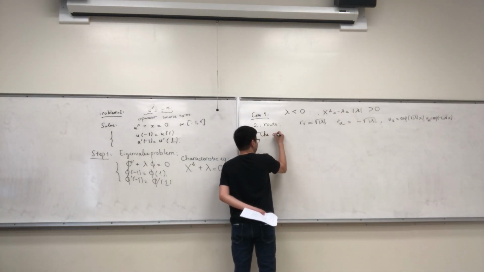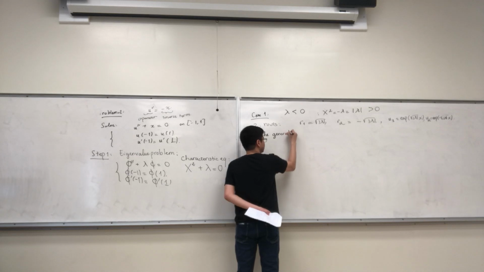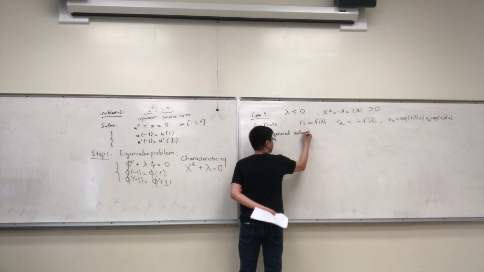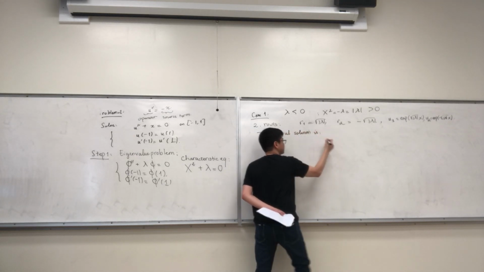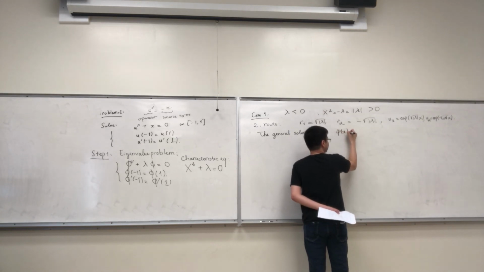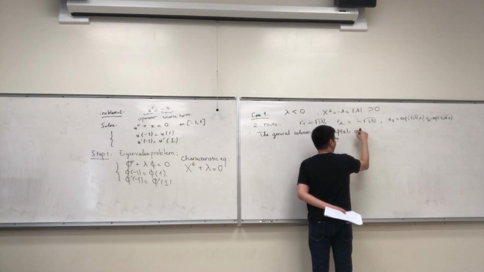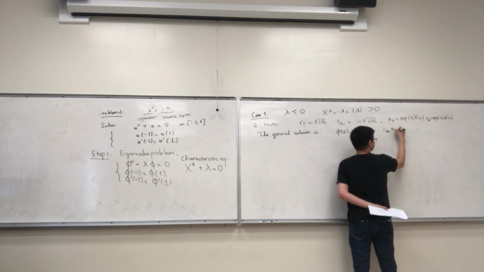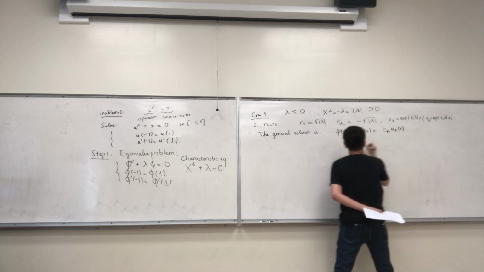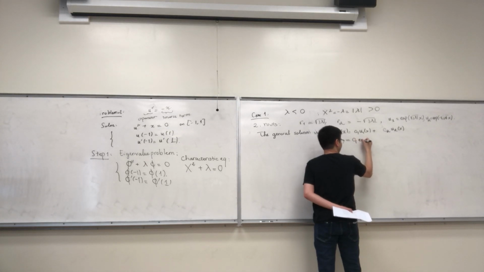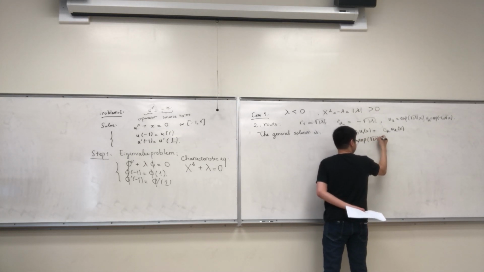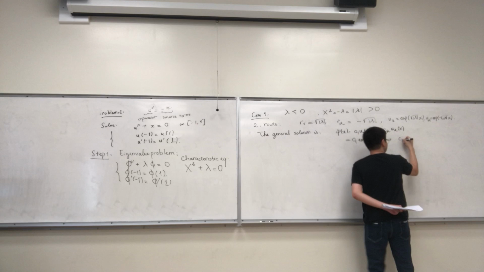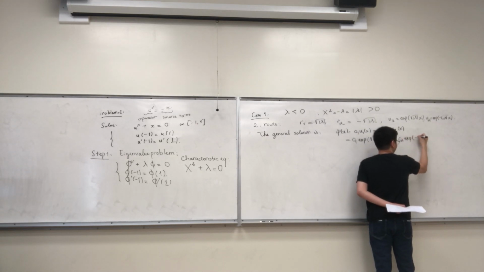So now the general solution will be phi of x, the linear combination of c1 u1(x) plus c2 u2(x). All right? And this is going to give you c1 exponential of square root lambda x plus c2 exponential of minus square root lambda x. All right?